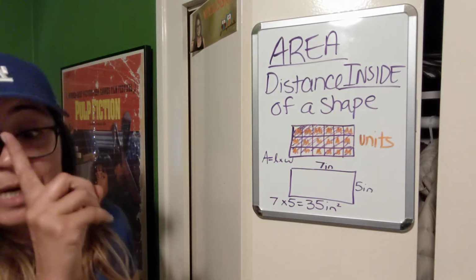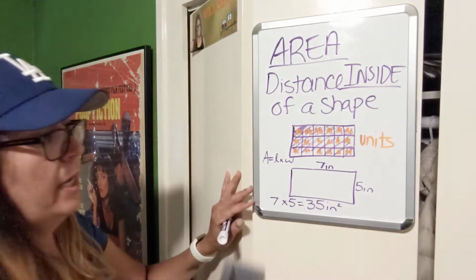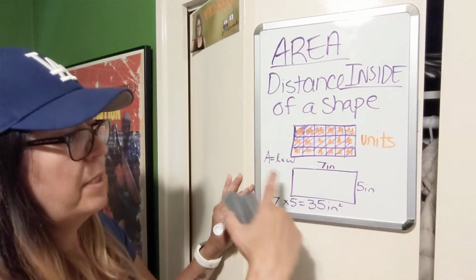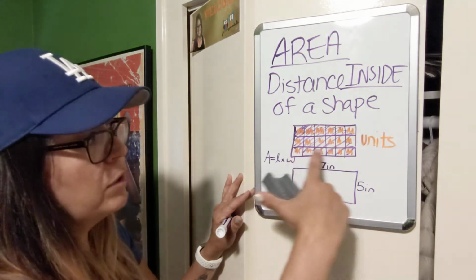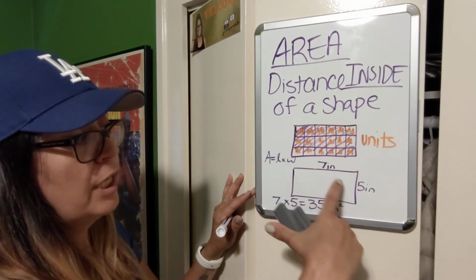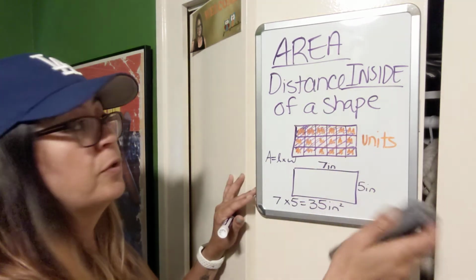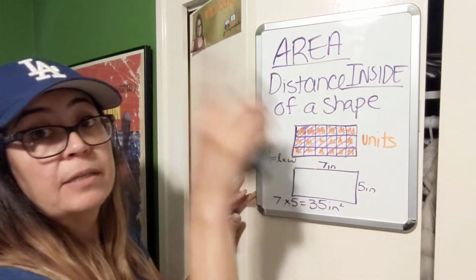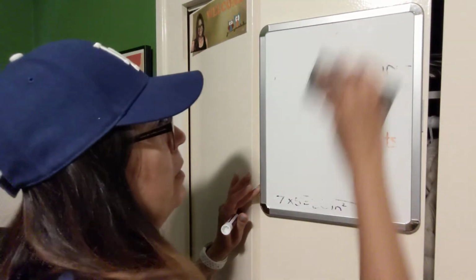There is one thing I want to make sure that you don't get tricked by, okay? So again, this is area, inside space. For inside space, you either count the squares inside or you look at the length and the width and you multiply those two together, okay? Again, if you didn't copy this, pause and go back.